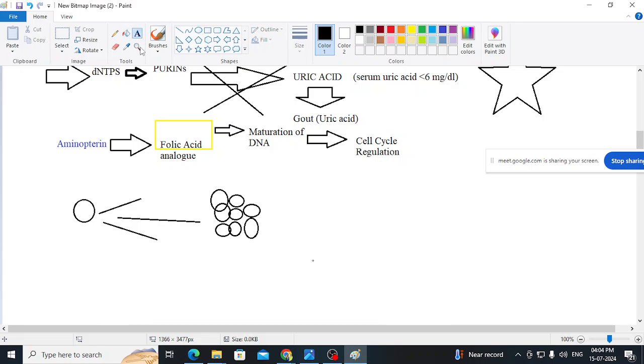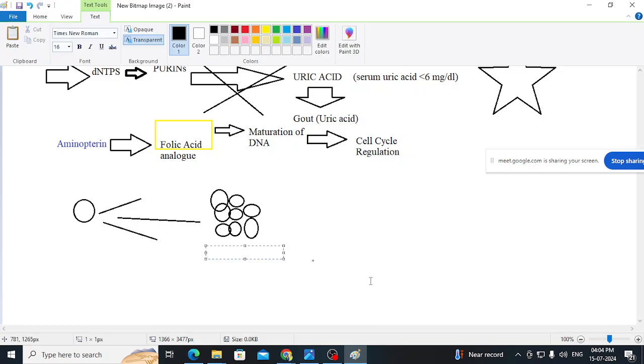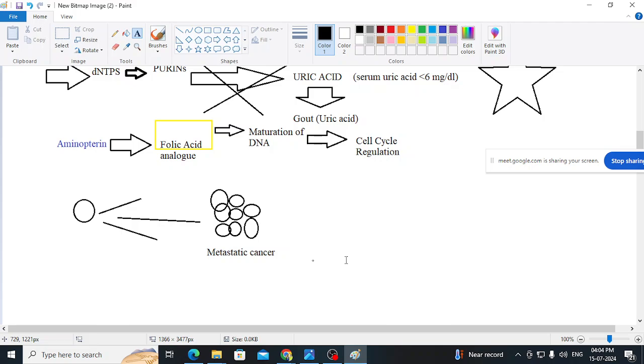So this is a metastatic cancer. So what will this aminopterin do? Aminopterin will reduce the chances of the cell cycle to make more DNA, and eventually it will kill this metastasis. Because folic acid is not there, maturation of DNA is not there, and therefore what would happen? Metastasis will be stopped.